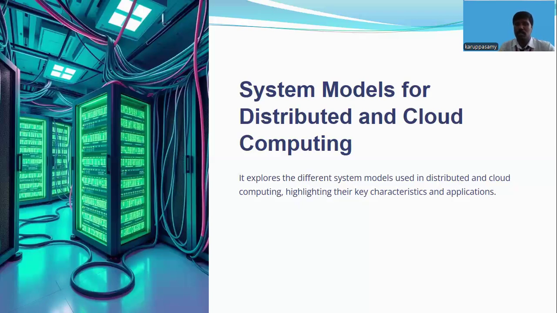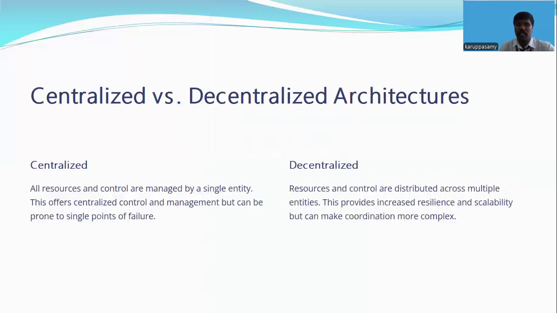Now we have to see the system models for distributed and cloud computing. It explores the different system models used in distributed and cloud computing, highlighting their key characteristics and applications. Here, in the key characteristics, we see some of the advantages of cloud computing: cost, speed, scalability, productivity, reliability, and security. These are the things that are present in cloud computing.